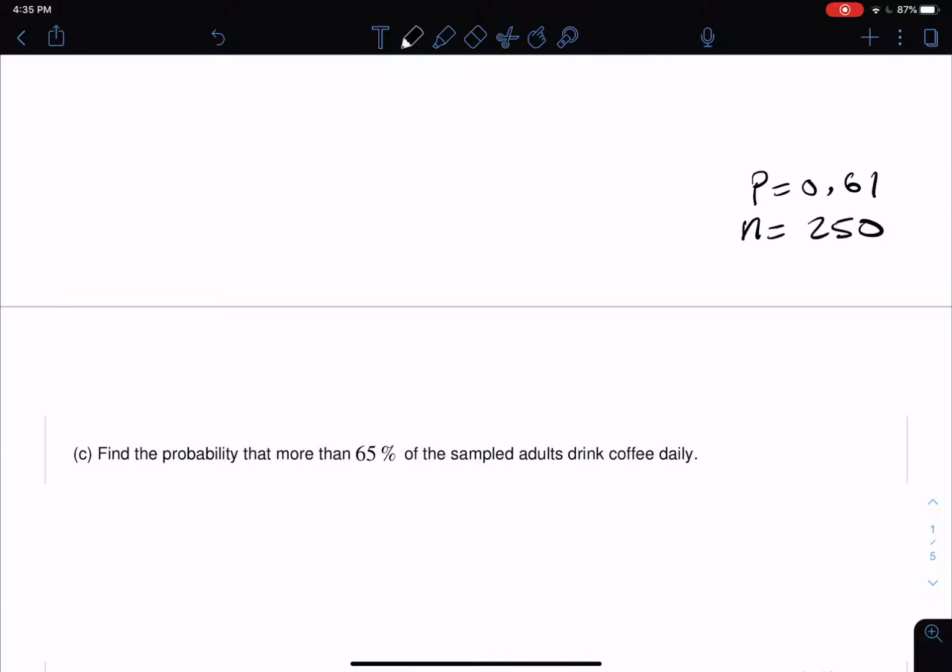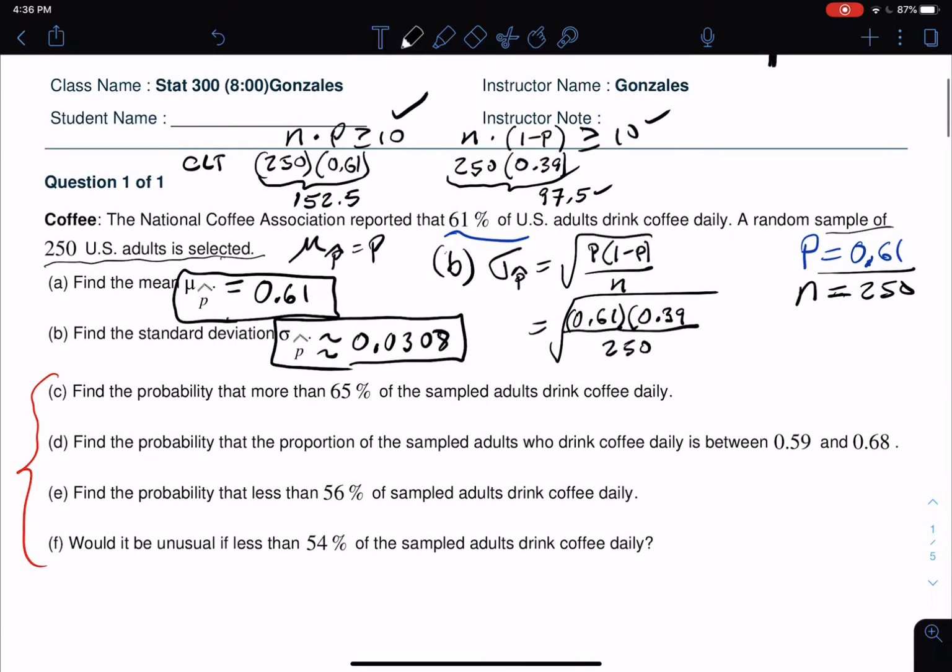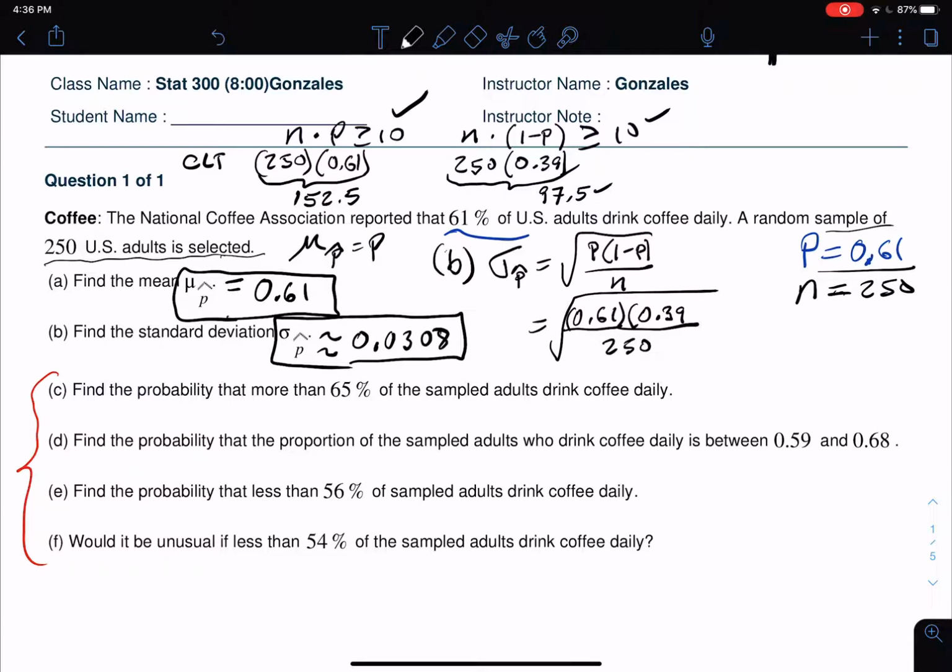We also figured out from part A that the mean of our sample proportions is just the population proportion also. So that's just 0.61 also. And we also found the standard deviation of our sample proportion is approximately equal to 0.0308. Okay, and then we already established that we're allowed to use the central limit theorem because of these two pieces that were satisfied.